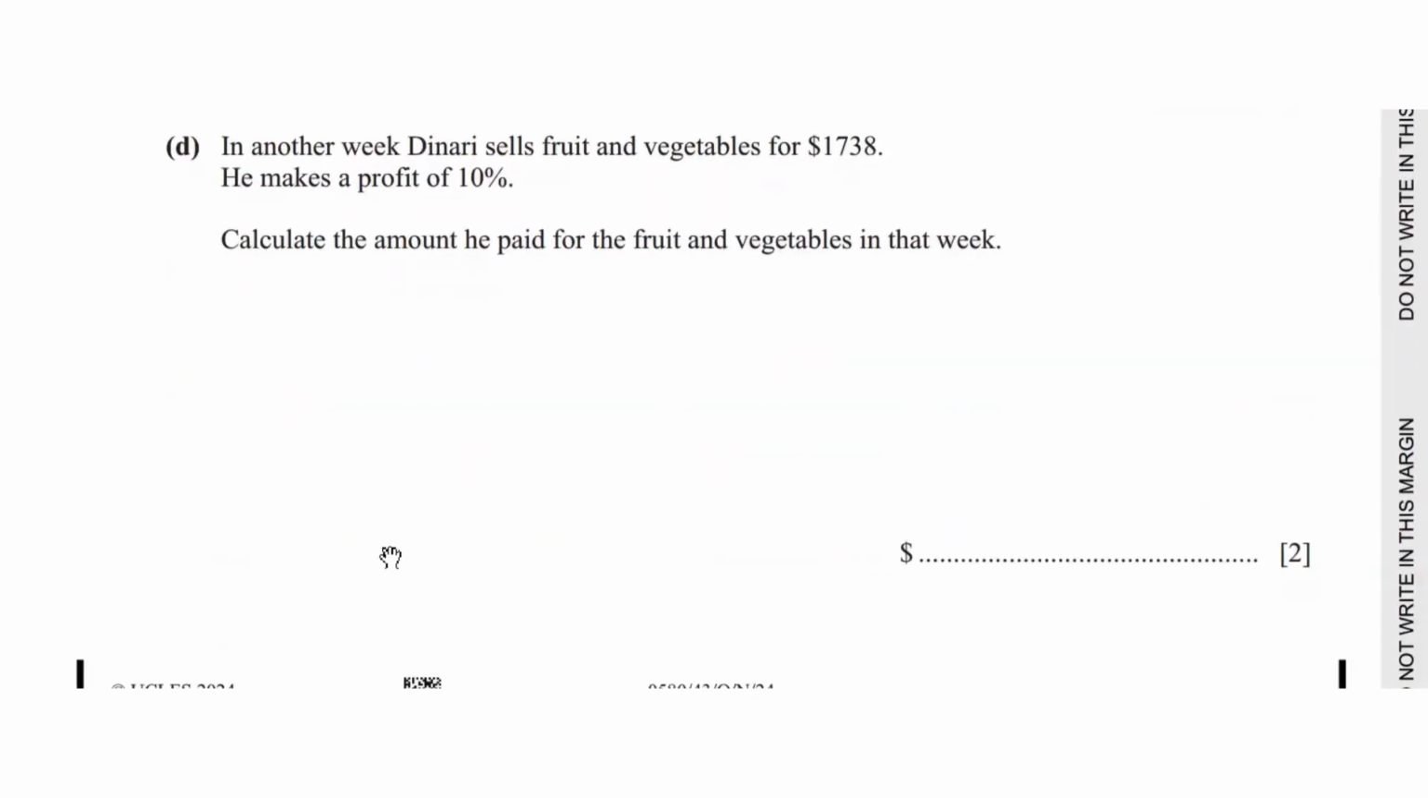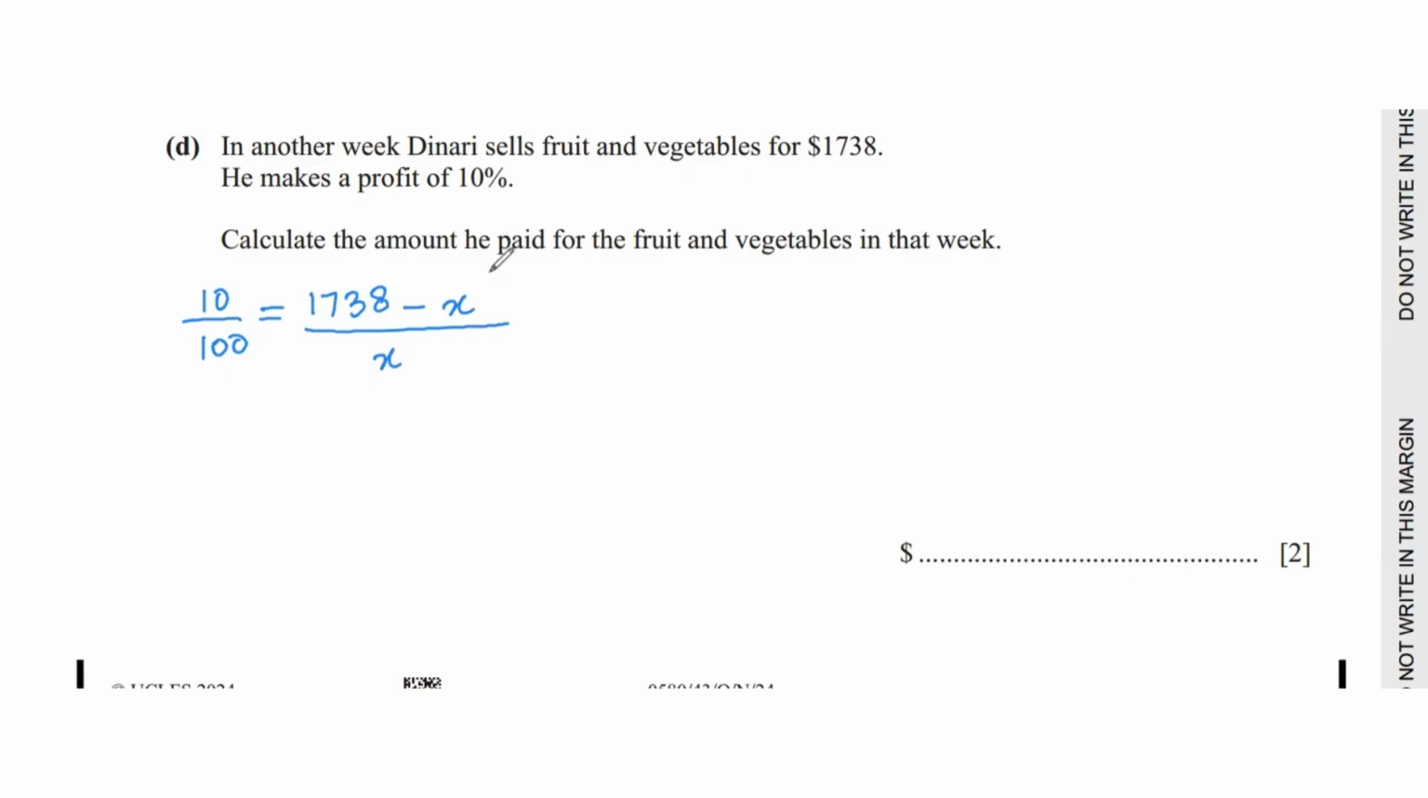Then it says, in another week, Denari sells fruit and vegetables for $1,738. He makes a profit of 10%. Calculate the amount he paid for the vegetables in that week. So 10 over 100 equals 1,738 minus X, X being the amount he paid, the cost of the fruit and vegetables, divided by X.